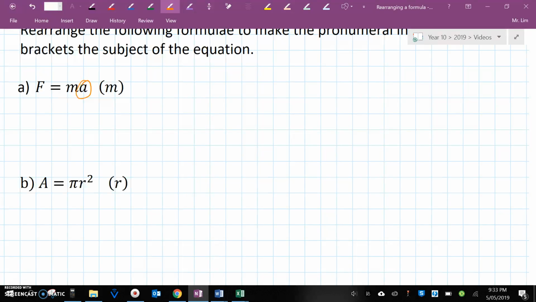Well, at the moment, m is multiplied by a. Therefore, to move it, we need to do the opposite of timesing a by dividing by a. So what we're going to do is divide both sides by a, and that will leave m by itself. So F divided by a will equal m. And now m is the subject of the equation.